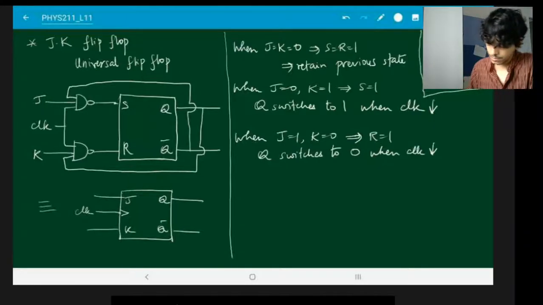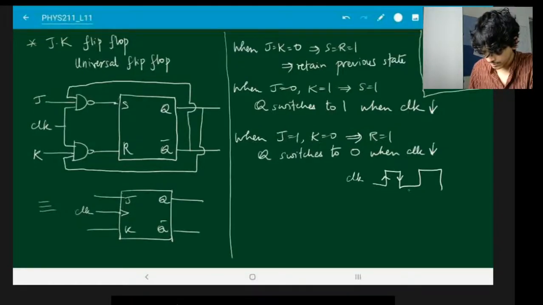So this is your clock, this is called the positive edge because it's increasing. This is called the negative edge because it's decreasing. So whenever the clock is on its negative edge and it's going from the up to the down state, Q switches to 0 on the negative edge, and then it stays at 0 when the clock is down.